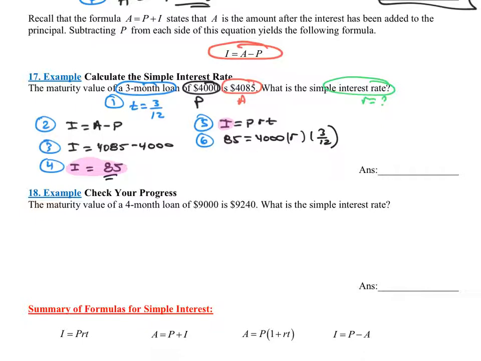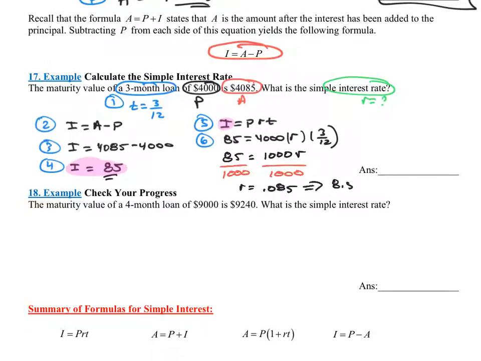This is like the problems we did earlier in this section. I'm going to start off by multiplying 4,000 times 3/12 to simplify it. When I do that, I get 85 equals, well, what's 4,000 times 3/12? I'm getting 1,000. So I'd have 1,000 R. I divide both sides by 1,000. And I'm getting R equals 0.085. But remember, that's the decimal version. We need our answer, our rate, and that has to be written as a percentage.